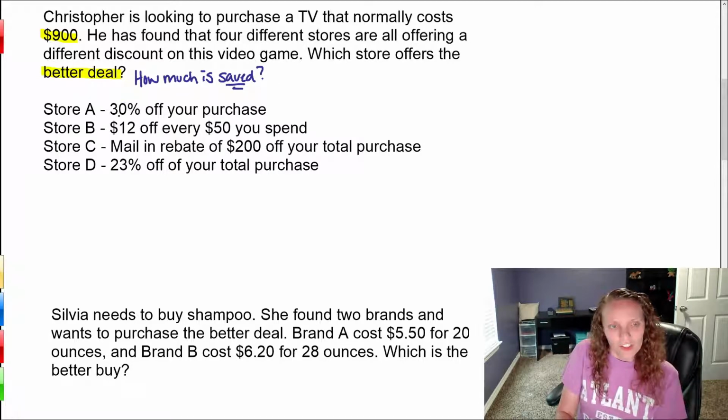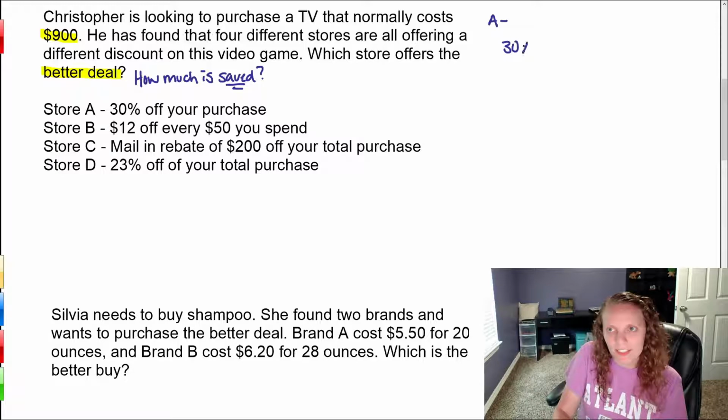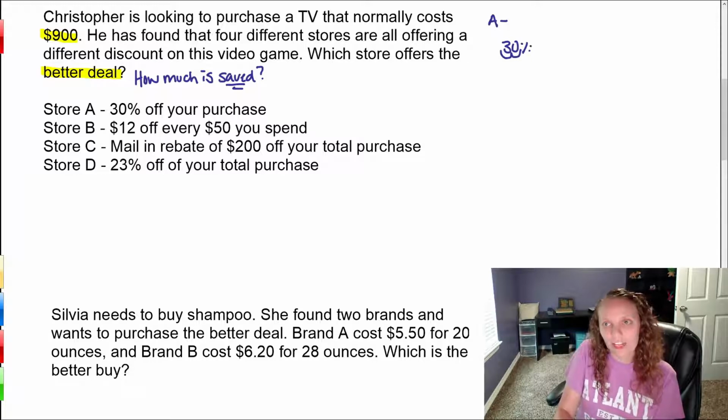30% off of your purchase. So remember, we need to change the percent to a decimal. So I'm going to do the work right here. So we're going to take 30%, change it to a decimal, 1, 2. Remember the decimal was after the 30, and now it becomes 0.30. And then we're going to multiply that with the total, which is $900.